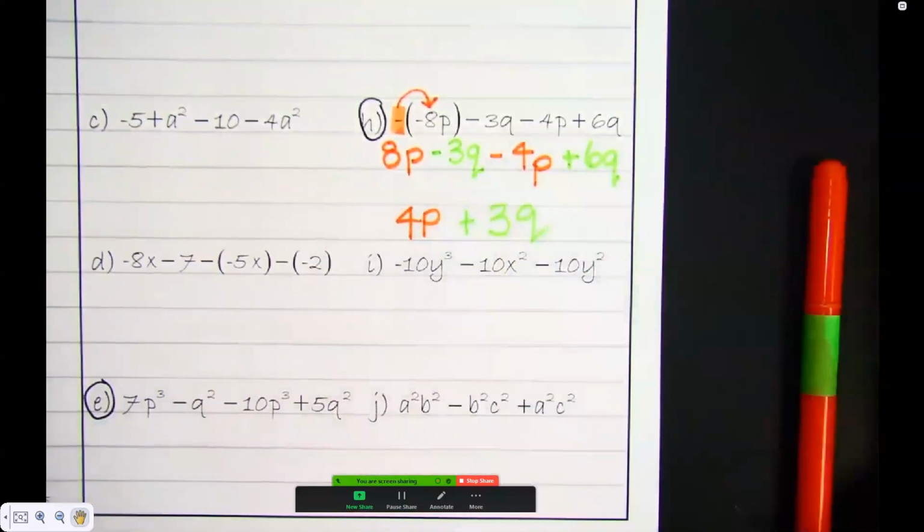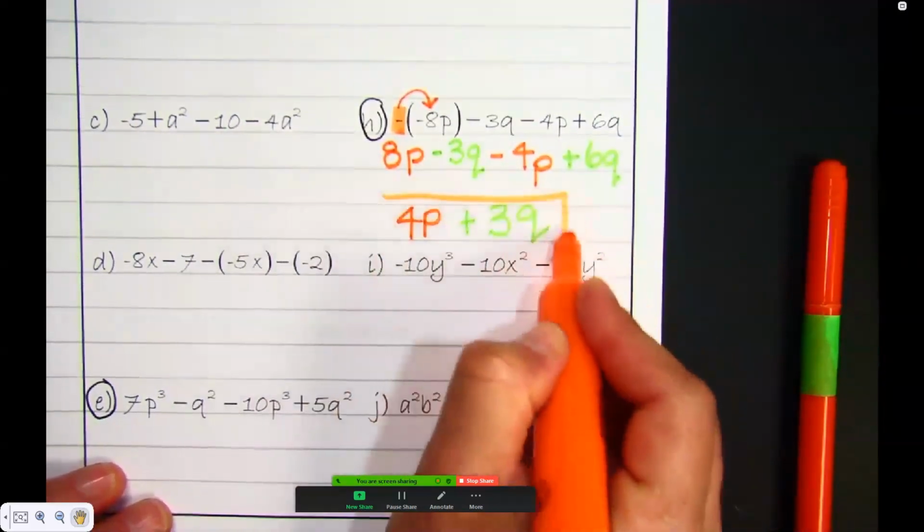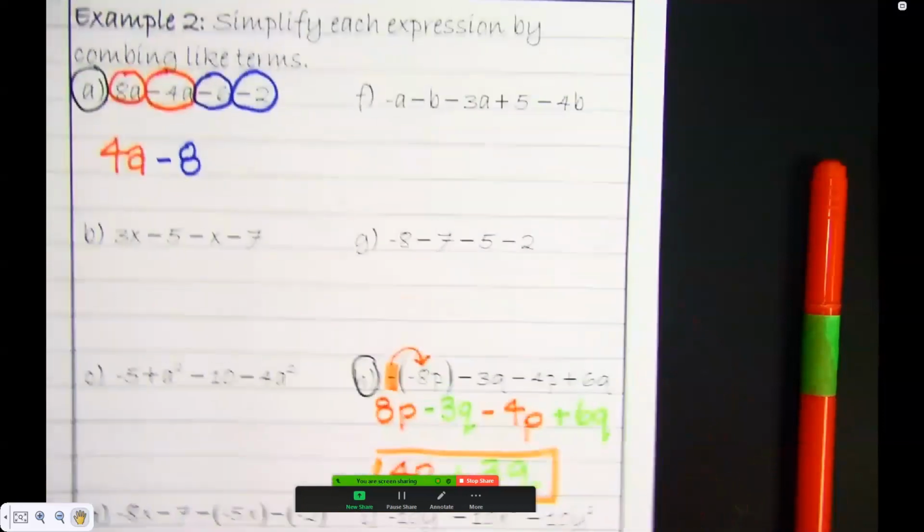And that expression has been simplified. I'm just going to box in my answer here. I'm also going to box in my previous answer up here. Let me do that.